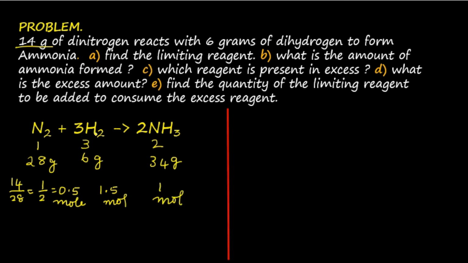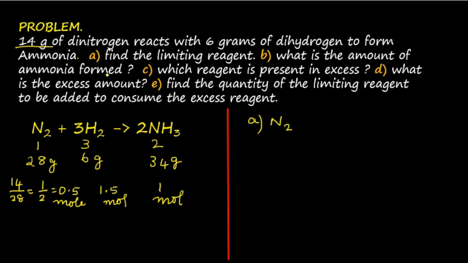So hydrogen is present in excess. There is a balance of 1.5 moles of dihydrogen present in excess in the system. Which is the limiting reagent? Limiting reagent is nitrogen. It gets totally consumed. There is a balance of 1.5 mole of dihydrogen. Only 1.5 mole of dihydrogen is used. Answer for section A is limiting reagent is nitrogen.